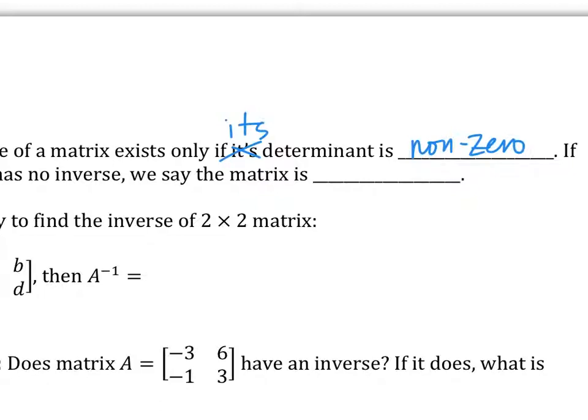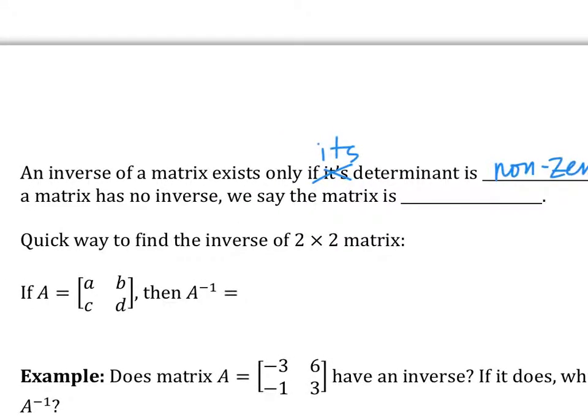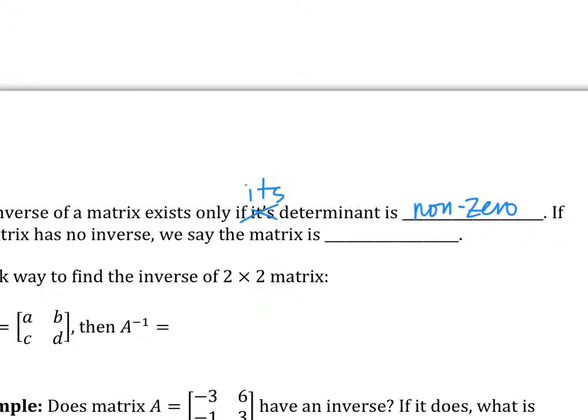Okay, what does that mean? If you have a matrix and you want to figure out whether it has an inverse, you check the determinant. If the determinant is not zero, then it has an inverse. If the determinant is zero, then no inverse.